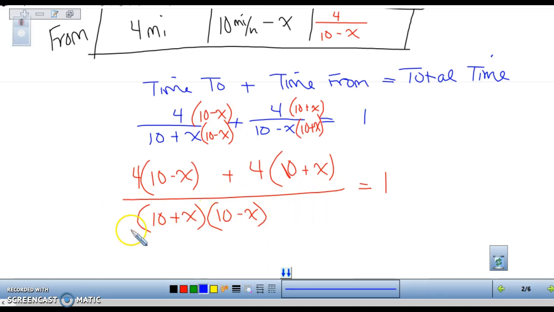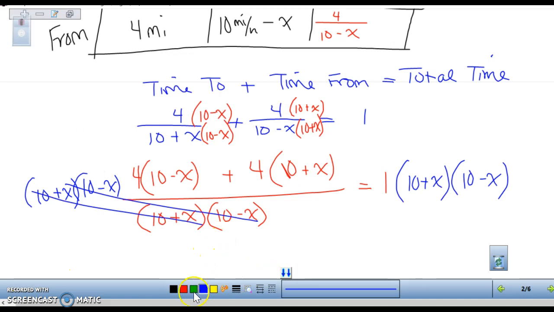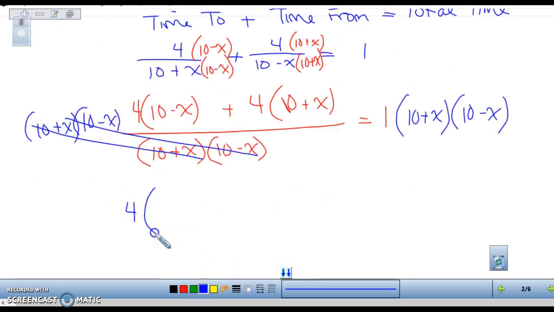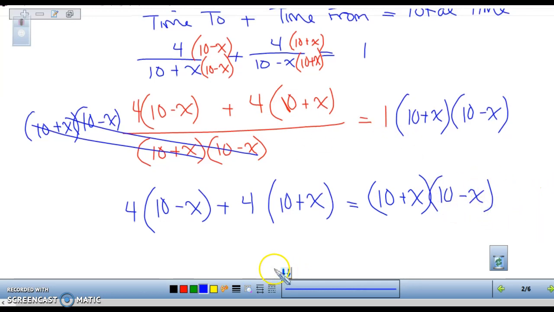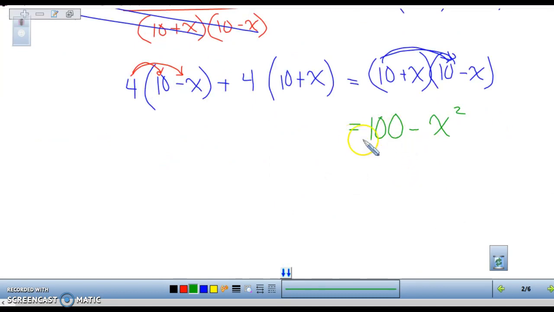Next, we're going to get our 10 plus x, 10 minus x out of the denominator by multiplying it across to the other side. So after we do that, we have 4 times 10 minus x plus 4 times 10 plus x equals 10 plus x times 10 minus x. So this is the difference of squares, and if we FOILed that out, we would get 100 minus x squared. On the left-hand side, we're going to distribute our 4. So we get 40 minus 4x plus 40 plus 4x.